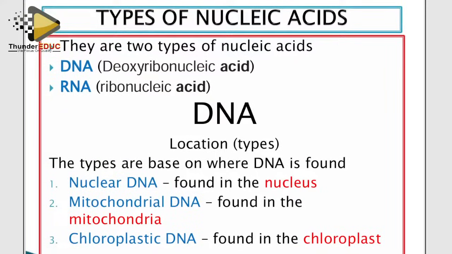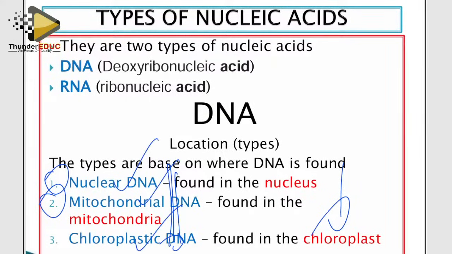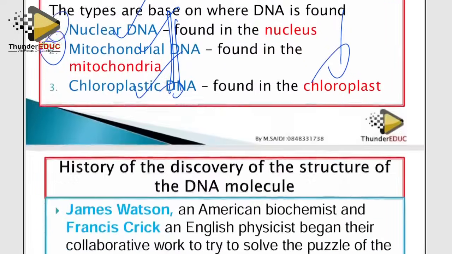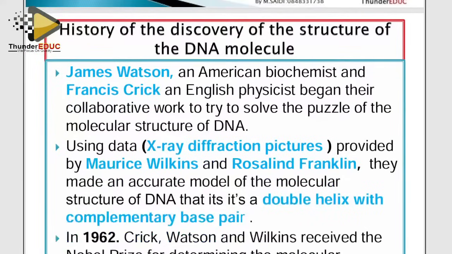Here the question comes like this: give 2 places where you can find DNA in the plant cell. People won't talk about the mitochondrial DNA or the nuclear DNA. In the plant cell, if they bring up the plant cell, you mention all of them: nuclear DNA, mitochondrial DNA, chloroplastic DNA. But if they say the place, then you talk about nucleus, mitochondria, and chloroplast.